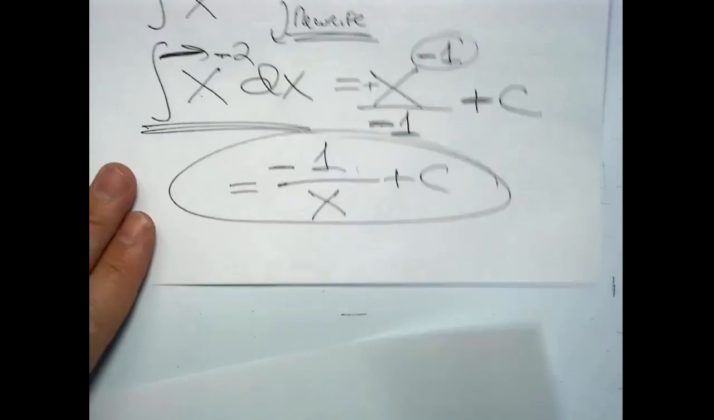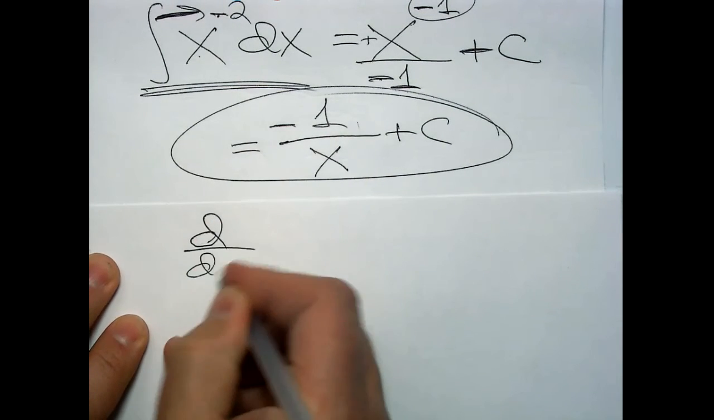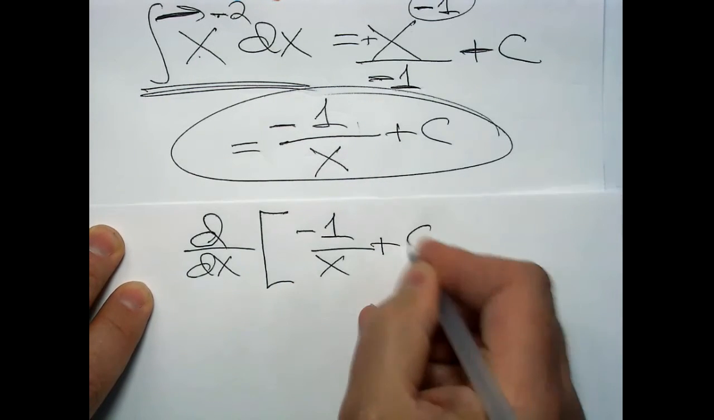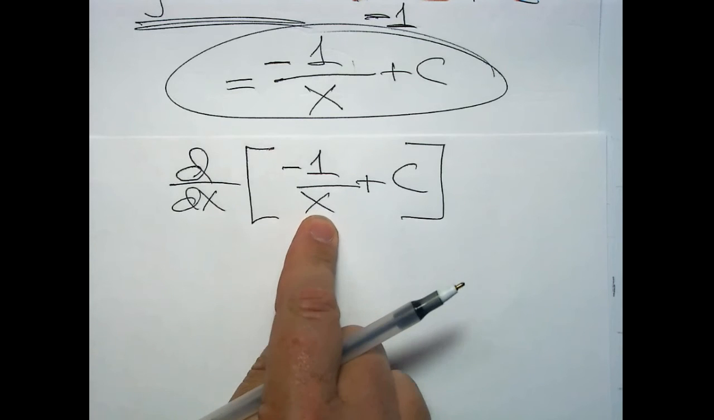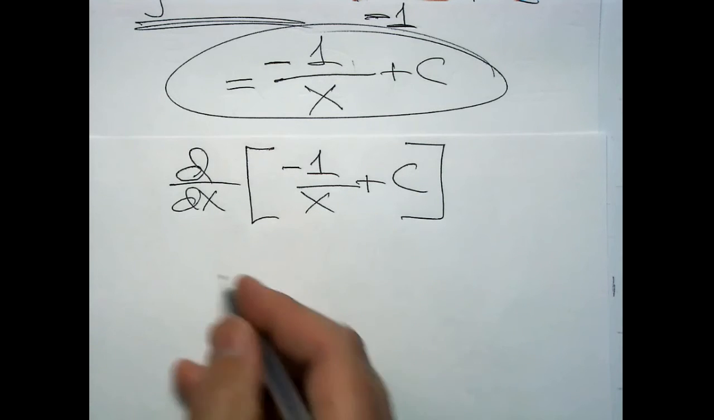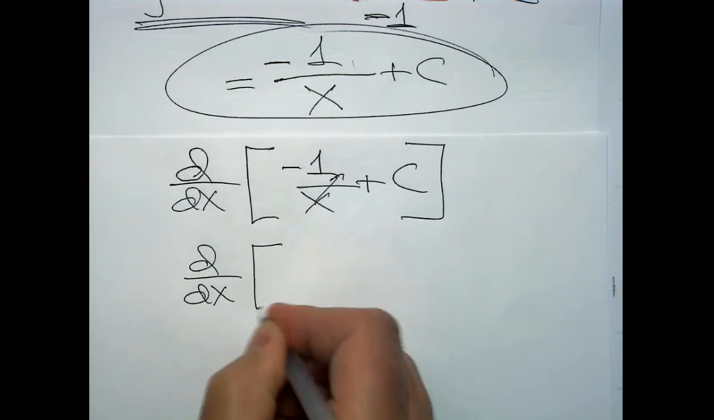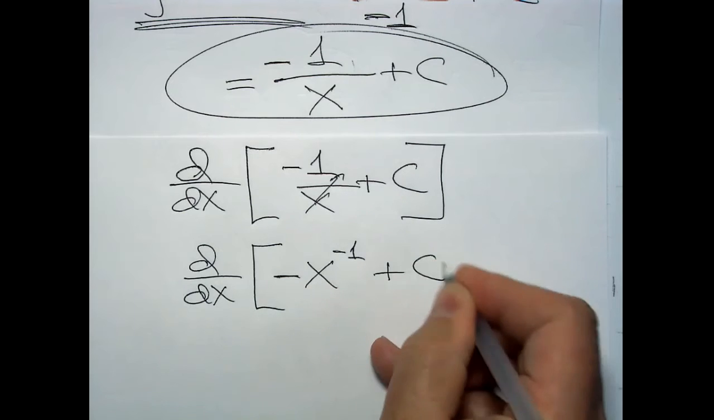Are we certain? What's the check? This is the check. Take the derivative. Now, you could, if you wanted to, use the quotient rule, but there's no need for that. Put this back up top, where it becomes minus x to the minus 1 plus a constant.